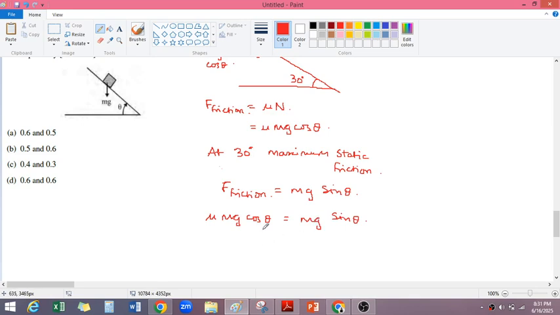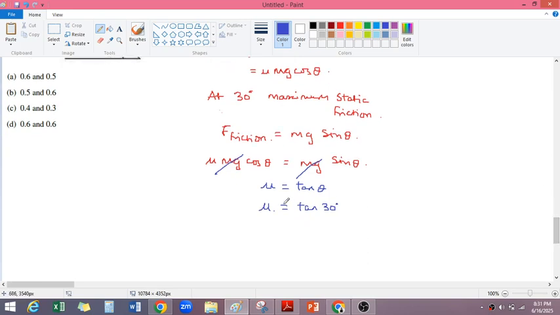So mg cancels. So mu is equal to tan theta, which is a standard formula which you could have directly done. If I directly say that, probably you may not be able to grasp the idea. So that's why I had to show you the steps. So tan 30 is 1 by root 3.